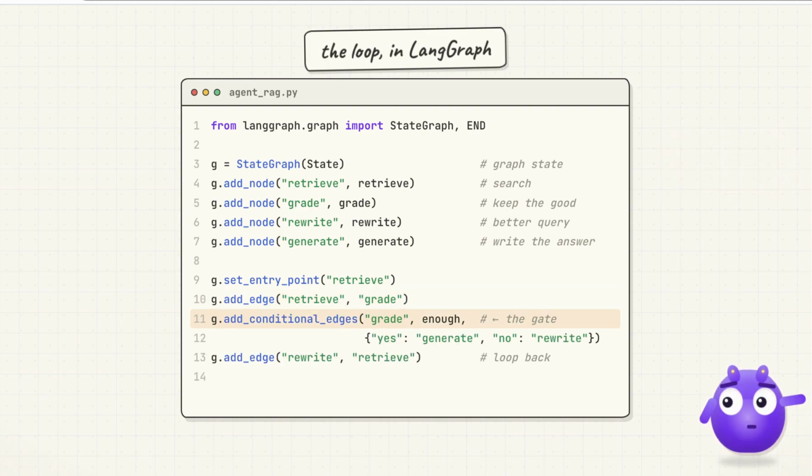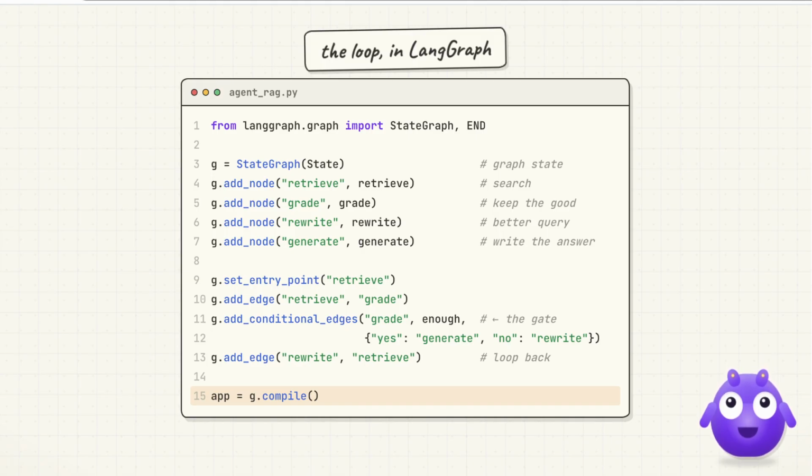Where's the loop? Right here, this one conditional edge is the gate. After grade, a tiny function checks: enough good docs? Yes routes to generate. No routes to rewrite, which loops straight back to retrieve. Compile it, and that graph is a self-correcting agent.